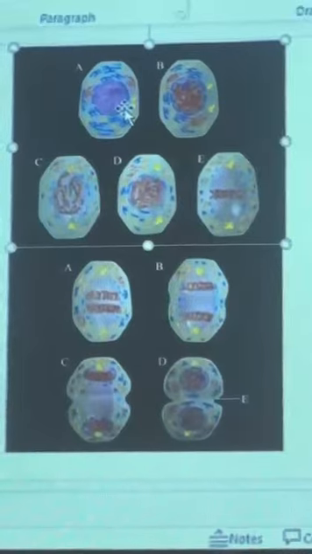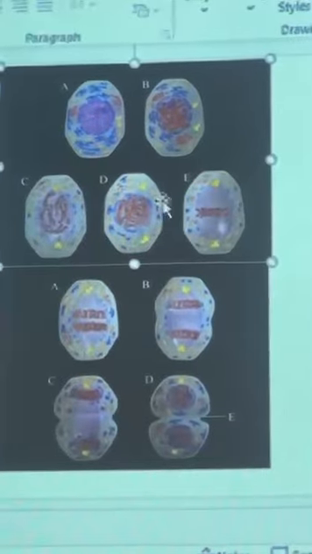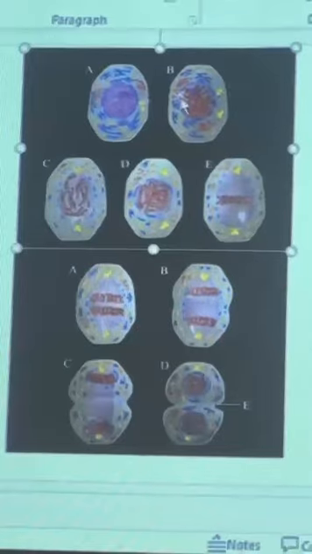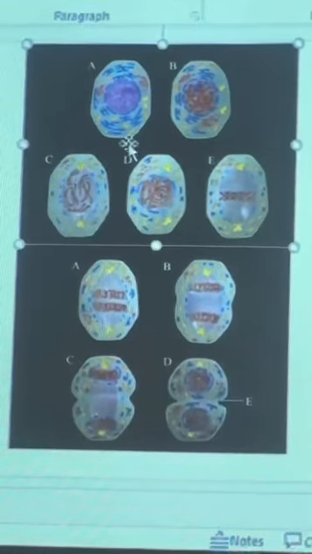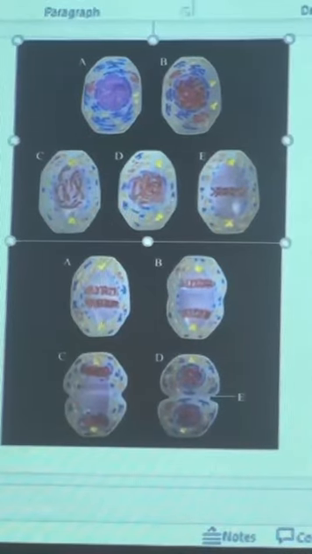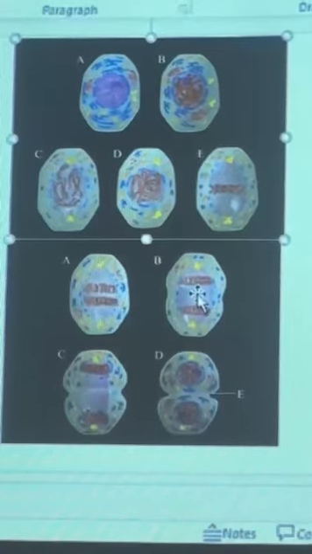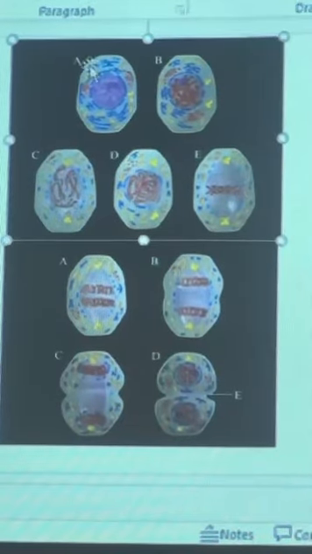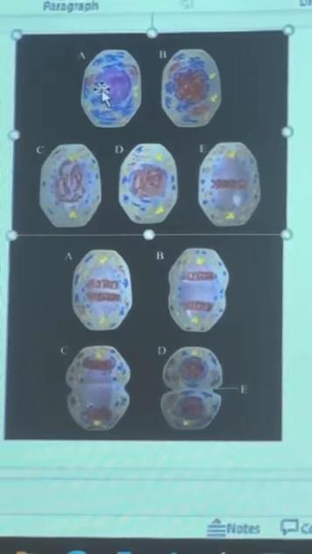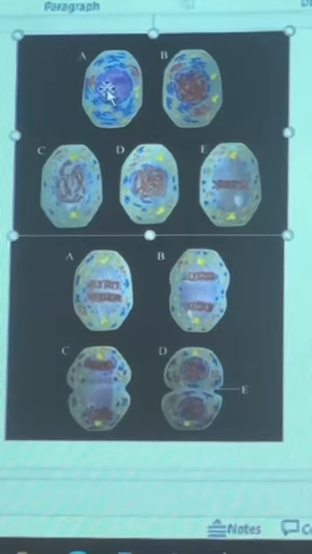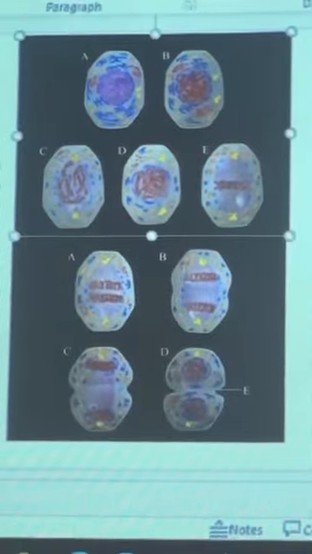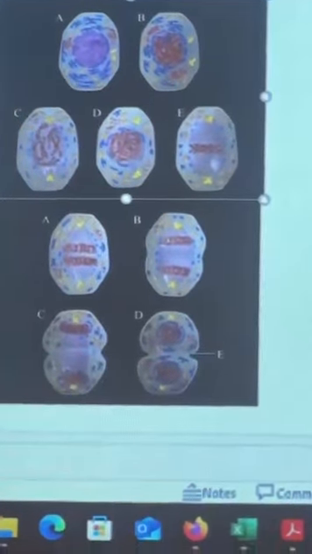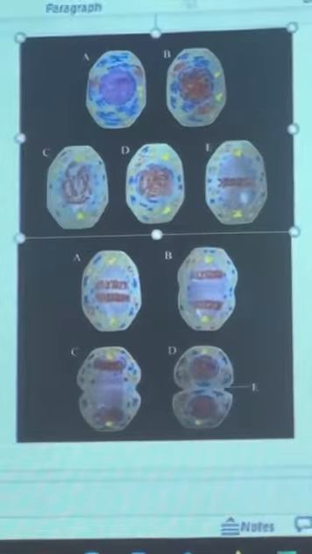Cytokinesis. If we look at the one on top just for a minute, and let's say the lettering here is A, B, C, D, E, well then that would be the correct sequence. But if let's say this was A, this was B, and this was C, and this was D, then your answer would begin with D as being the correct sequence. All right, that's how you're going to be doing that. You're not going to be writing out interphase, prophase, metaphase. You're going to be matching up the models.